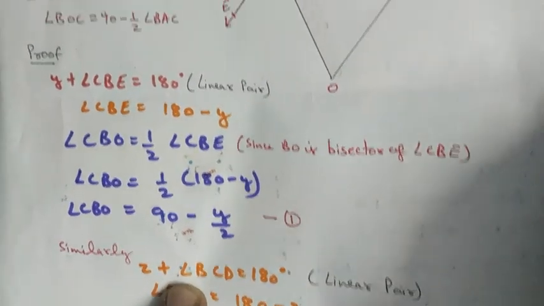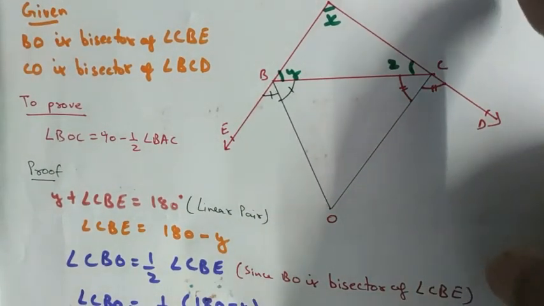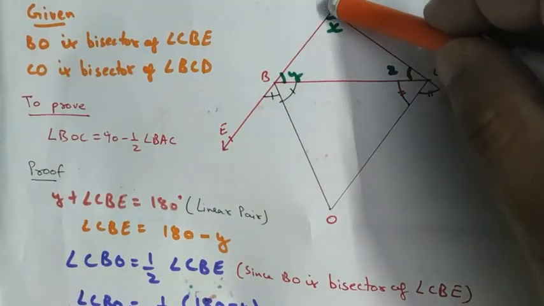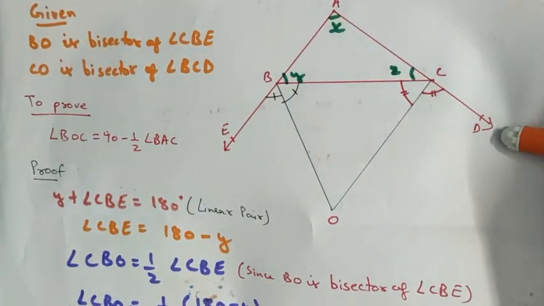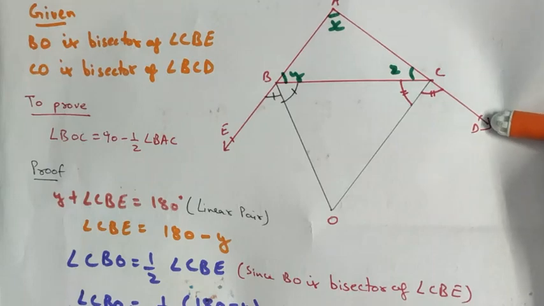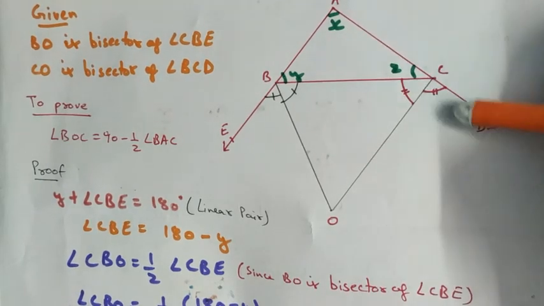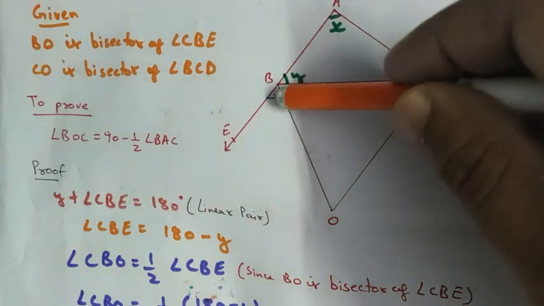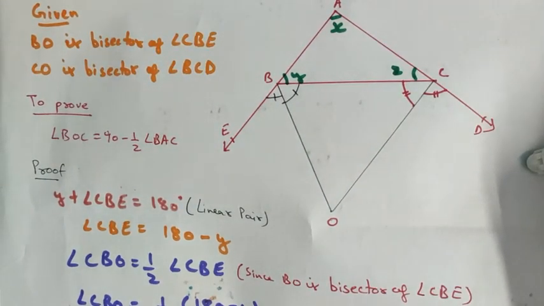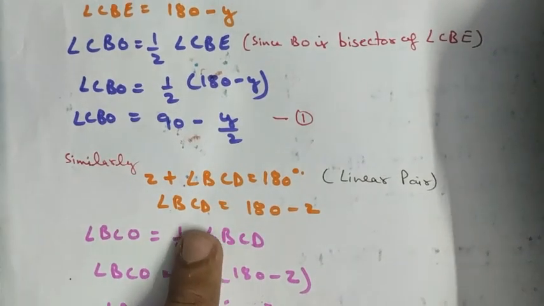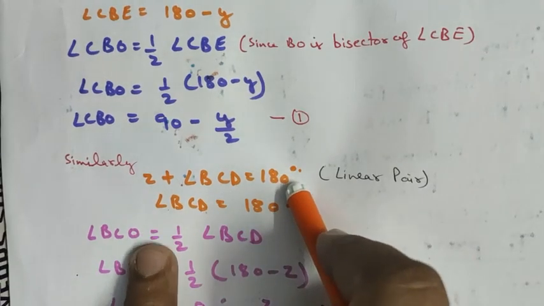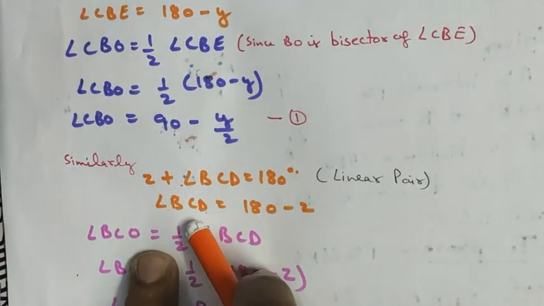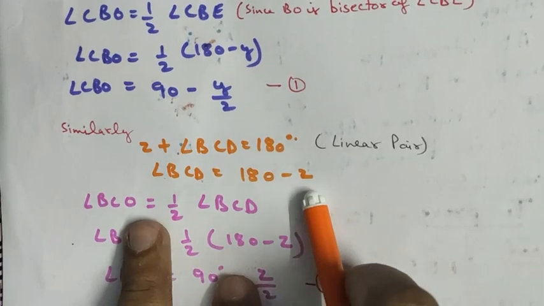Similarly, if we take angle ACB, that is angle Z, plus angle BCD, Z plus angle BCD will be equal to 180 because they are a linear pair. So angle BCD will be equal to 180 minus Z. Here we have done that only: Z plus angle BCD equals 180 by linear pair property. So transposing, we get angle BCD equals 180 minus Z.